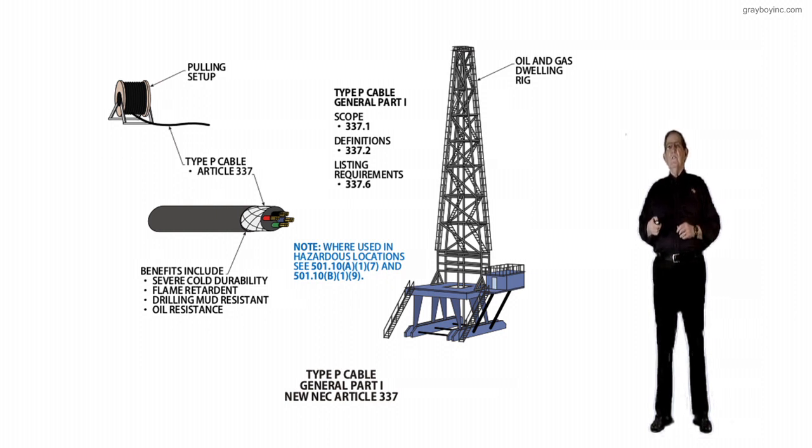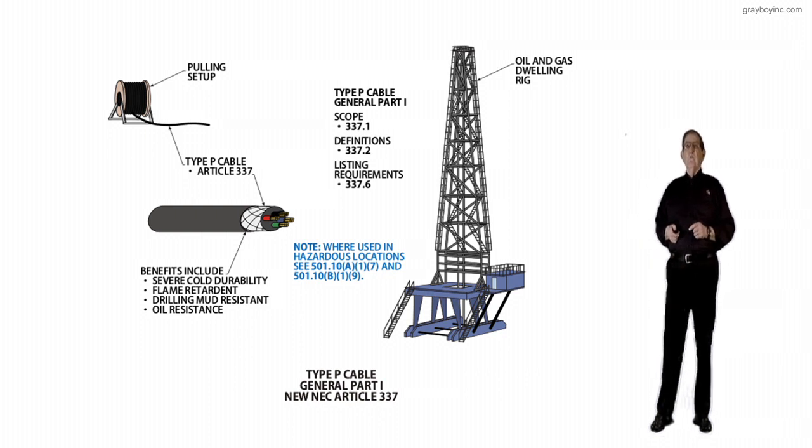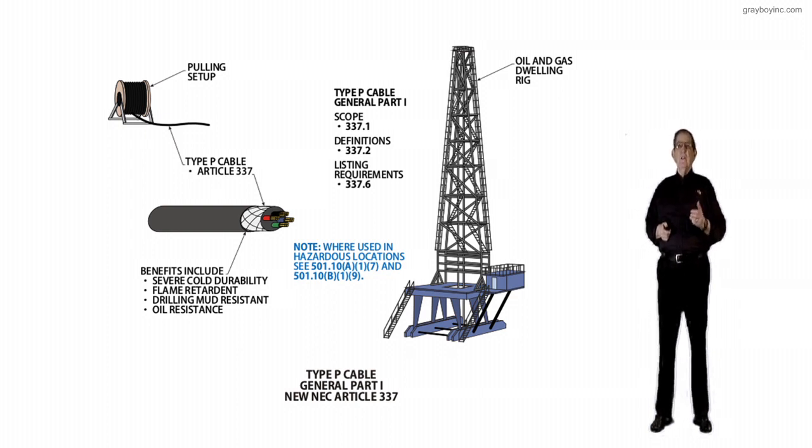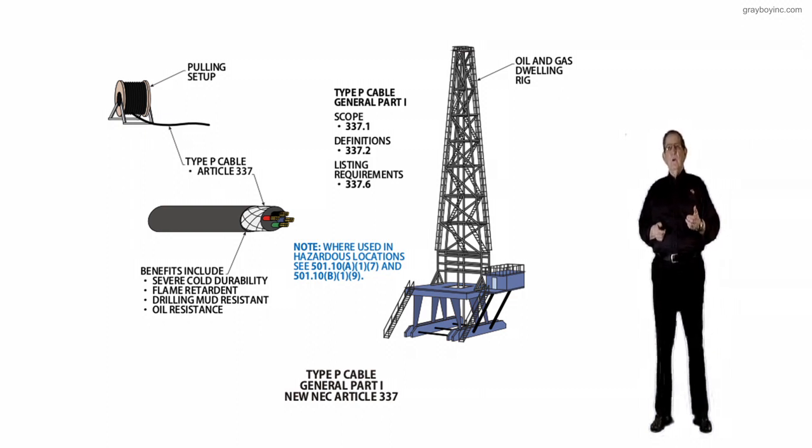You can see that both divisions are listed here. You have 501.10(A)(7), which is Class 1 Division 1, and 501.10(B)(9), which is Class 1 Division 2. So they make it very clear: A is Class 1 Division 1, B is Class 1 Division 2.